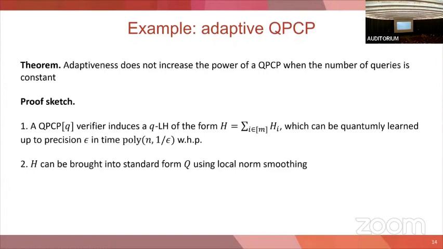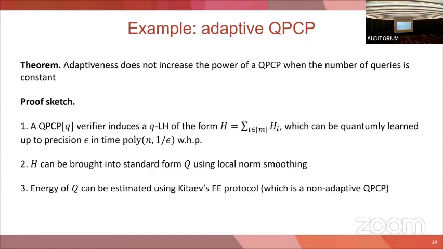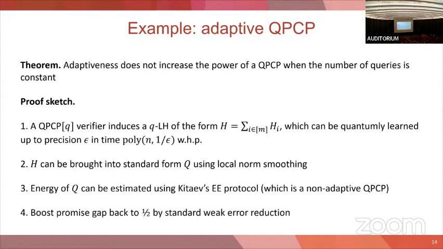Then H can be brought into the standard form using this local norm smoothing. And then we can estimate the energy of H using Kitaev's energy estimation protocol, which is in fact a non-adaptive QPCP. Then, using standard weak error reduction, we can boost the performance gap back to a half, or any constant we want, while maintaining a constant number of proof queries, albeit a larger constant.